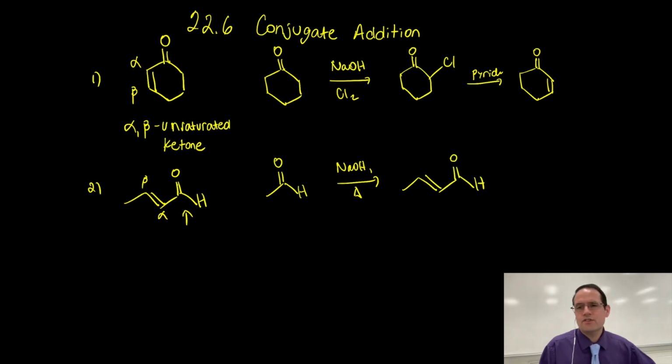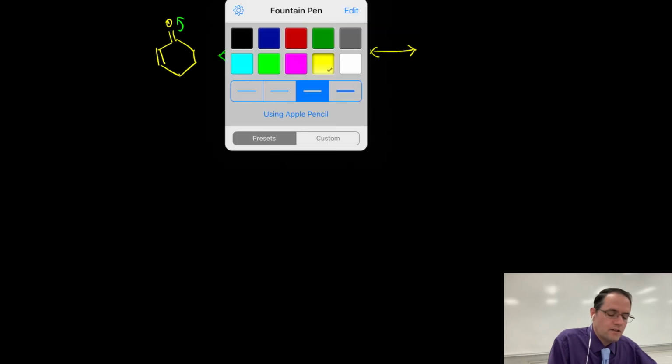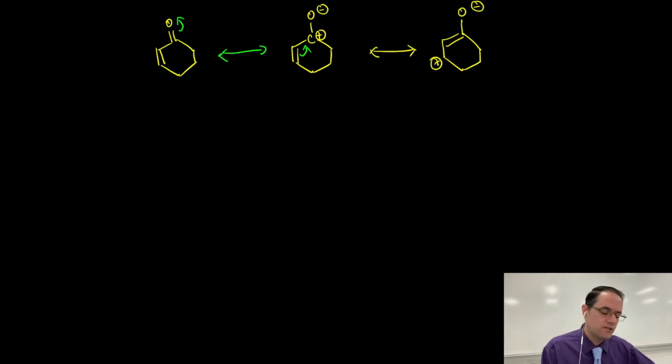Okay. Now it's useful to draw the resonance structures of these alpha-beta unsaturated compounds so we can be familiar with where a nucleophile is going to attack. So if I've got this ketone, I can draw a resonance structure that has a carbocation down there and a negative charge on this oxygen here. Now, I can also take these pi bonding electrons and scoot them over to create a new position for the pi bond. And these are the resonance structures for a particular alpha beta unsaturated ketone.